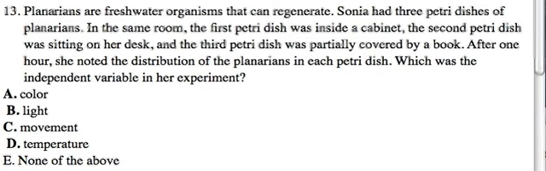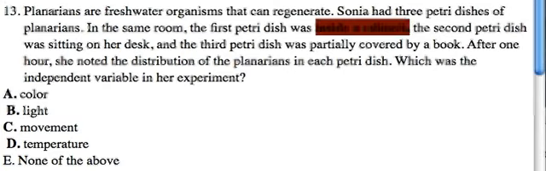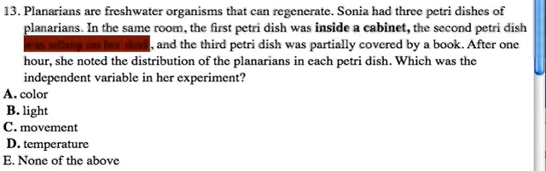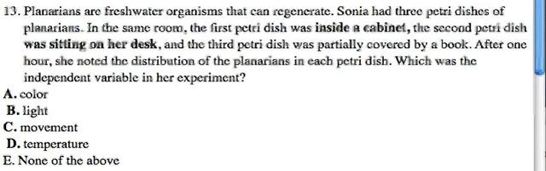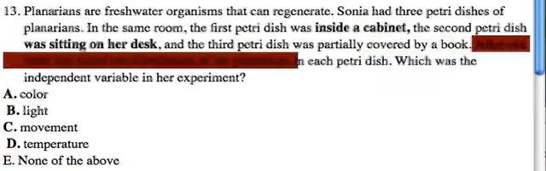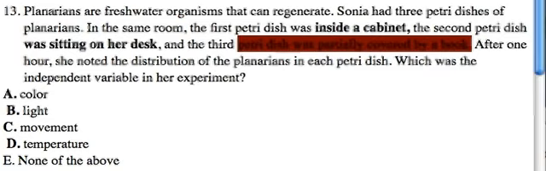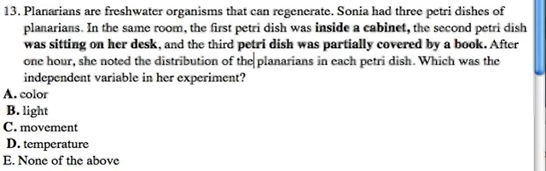She has three petri dishes. She puts one in a cabinet, one on her desk, and one partially covered by a book. So she has these three petri dishes in different locations. Let's talk about what is different about each one of these locations. What would she be testing?